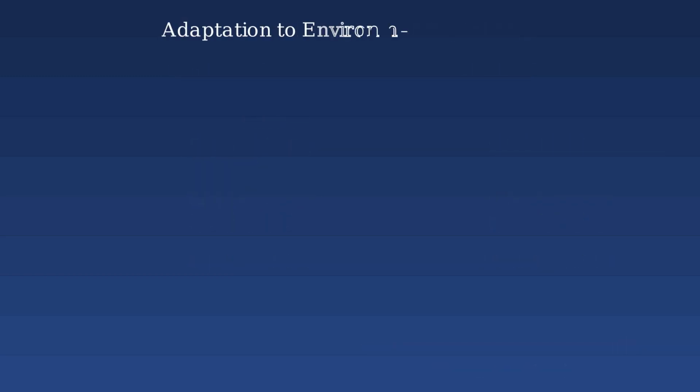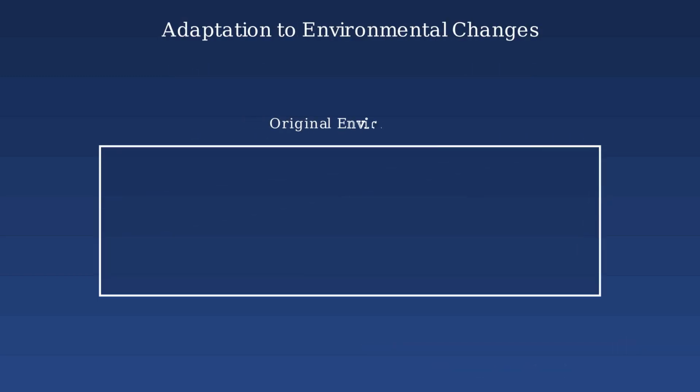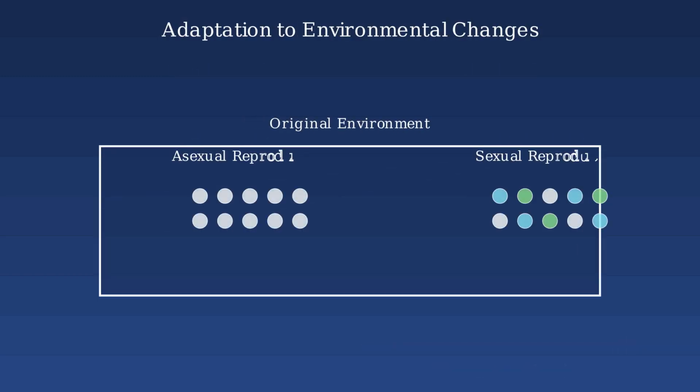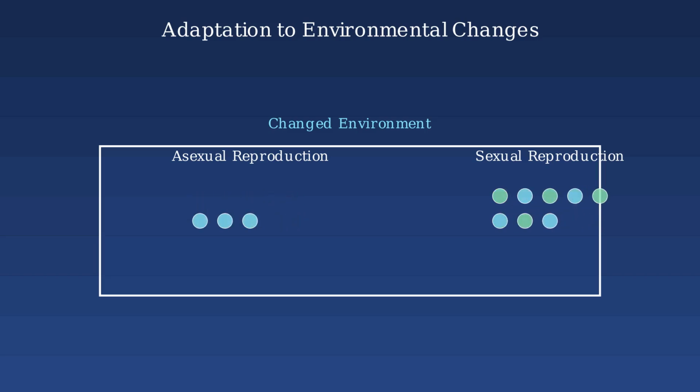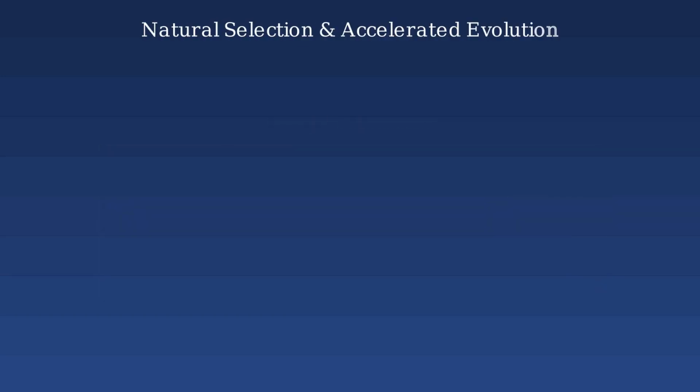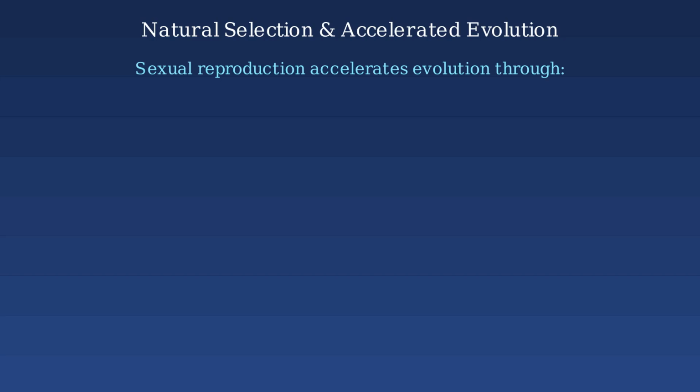When environments change, organisms must adapt to survive. Environmental shifts create selection pressure, favoring individuals with advantageous traits. Sexually reproducing populations adapt more quickly because beneficial mutations can combine and spread faster. Natural selection acts on the genetic diversity produced by sexual reproduction.